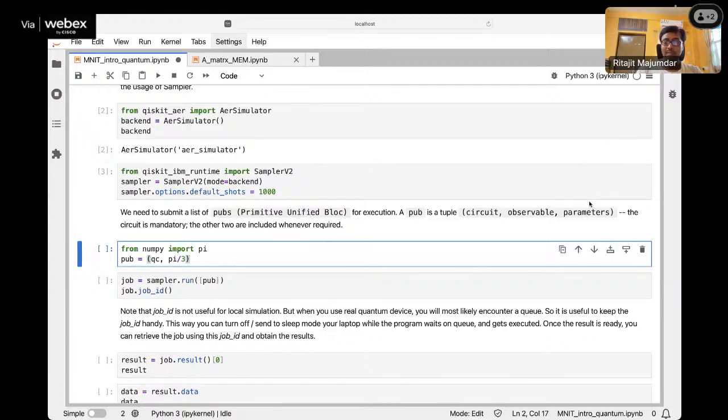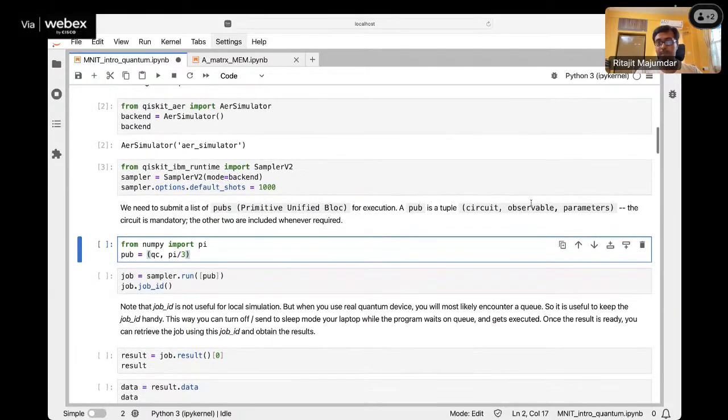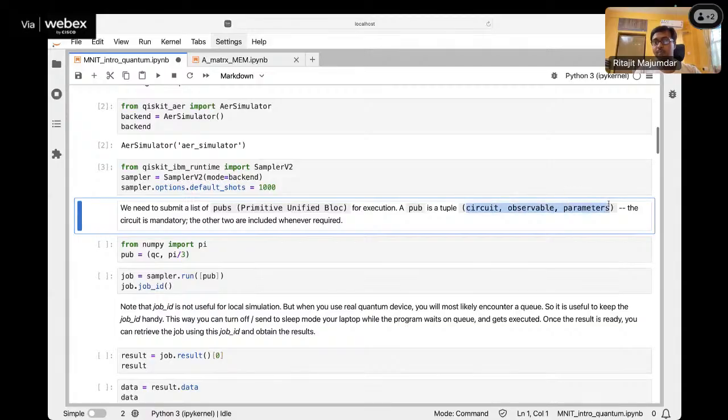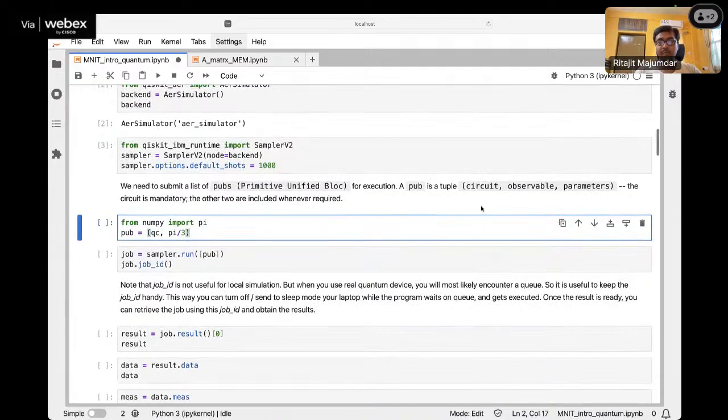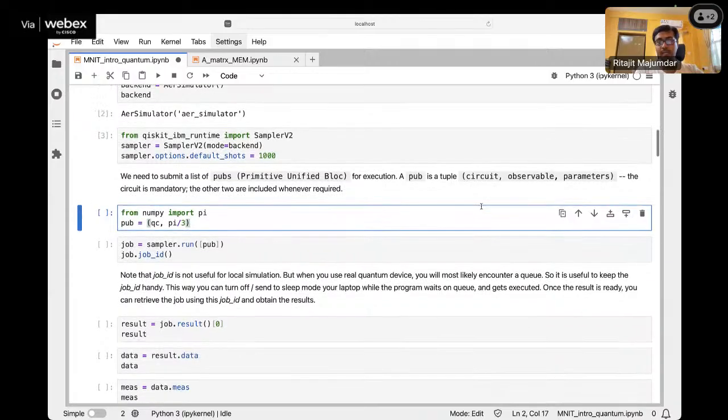For our case at this moment, there is no observable. I don't want to calculate expectation value. I just want the distribution. So you can either give all three of them, or any two of them. The circuit is mandatory. Circuit you need to give, but other than circuit, maybe it's not a parameterized circuit, then you don't need any of those. If it is a parameterized circuit, for our case, I need to give the parameter. I don't have an observable, so it can be circuit and parameter, it can be circuit and observable, it can be all three, it can be only circuit. So it's just a tuple, and you need to pass in whatever your situation is. It will internally understand what you are passing.